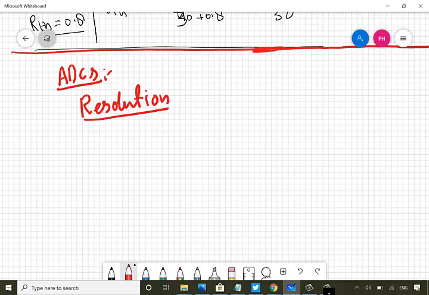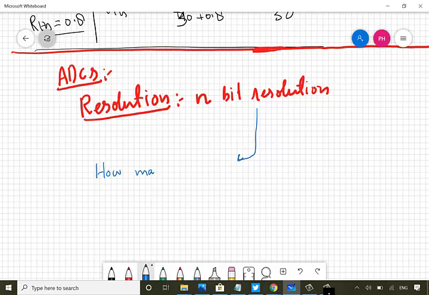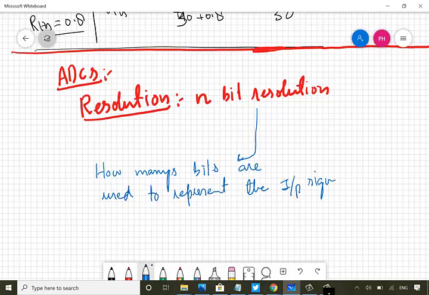The first most important term is resolution of an ADC. What exactly do we mean when we say a particular ADC is having an n-bit resolution? It actually means how many binary digits or bits are used to represent the input analog signal that is to be converted, or that's to be digitized.